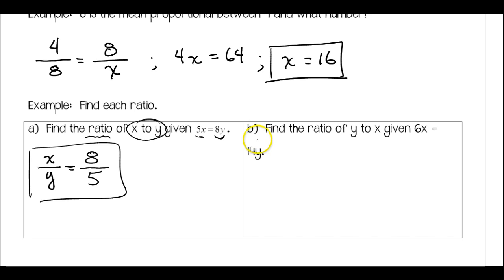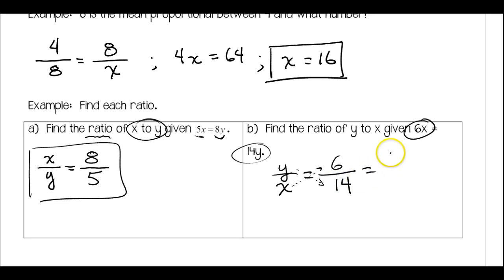For example, with part B, we want to find the ratio of y to x. So I'm going to put y to x because that's what I want to end up with. And I know that my x goes with the 6, so my 6 has to go over here so that if I cross multiply it again, I'd get 6x. And my 14 has to go with the y, so I know that the 14 has to go diagonally across from there. And we're going to simplify this. Always simplify your ratio. So I'm going to divide by 2 to get 3/7. So my ratio of y to x is 3/7.